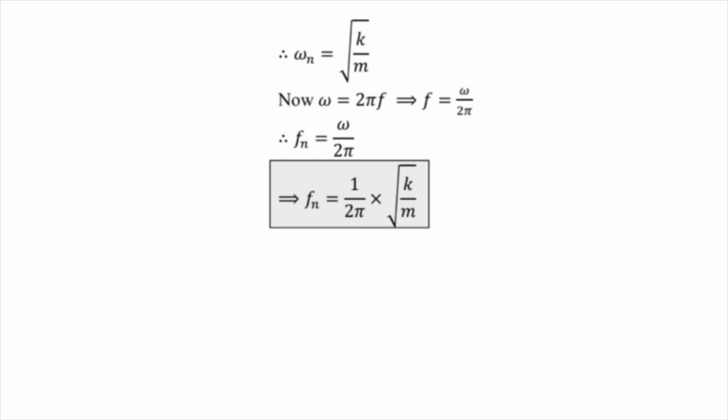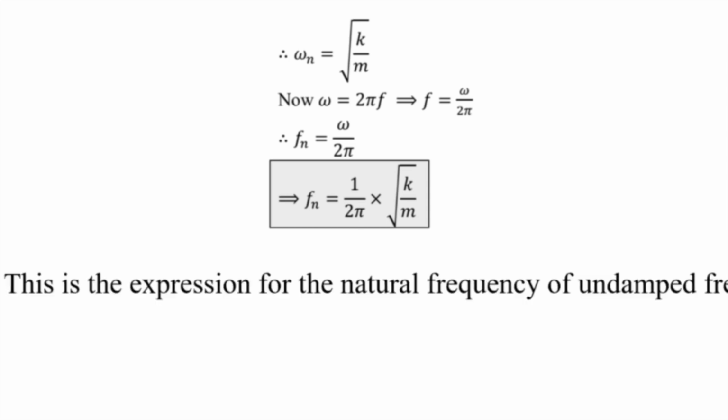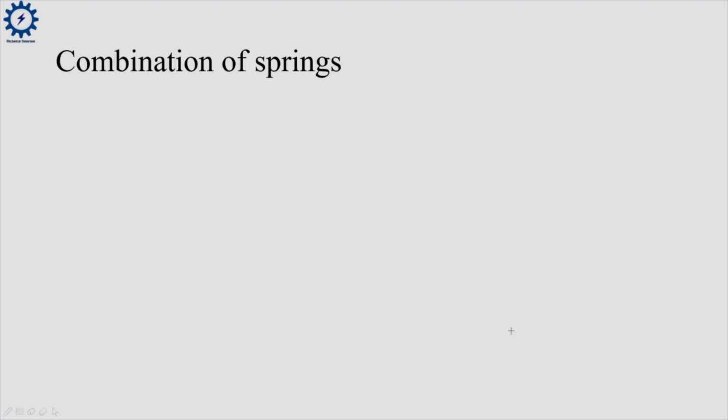Also we know omega equal to angular velocity, omega equal to 2 pi f, that is frequency f equal to omega by 2 pi. So natural frequency Fn equal to omega by 2 pi. Substituting the value, we will be getting Fn equal to 1 by 2 pi into root k by m. This is the expression for the natural frequency of undamped free linear vibration.